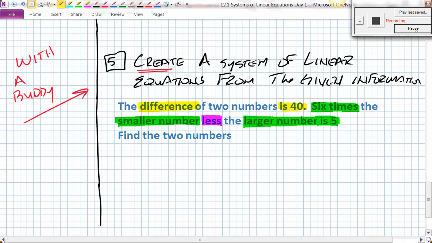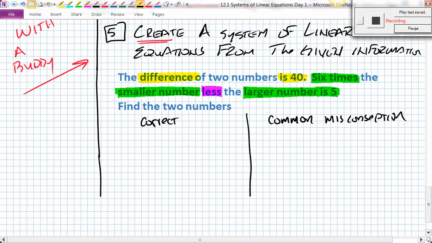So let's talk about the correctness and then the common misconception, okay? Let's keep our variables the same, and let's compare the two, okay? What's your first one? I said x minus y is 40. You said x minus y is 40, and then I'm assuming you said the same thing, Olivia? X minus y is 40? Okay, cool. So far, we're all good. Now, can you tell me what you said for the second one?